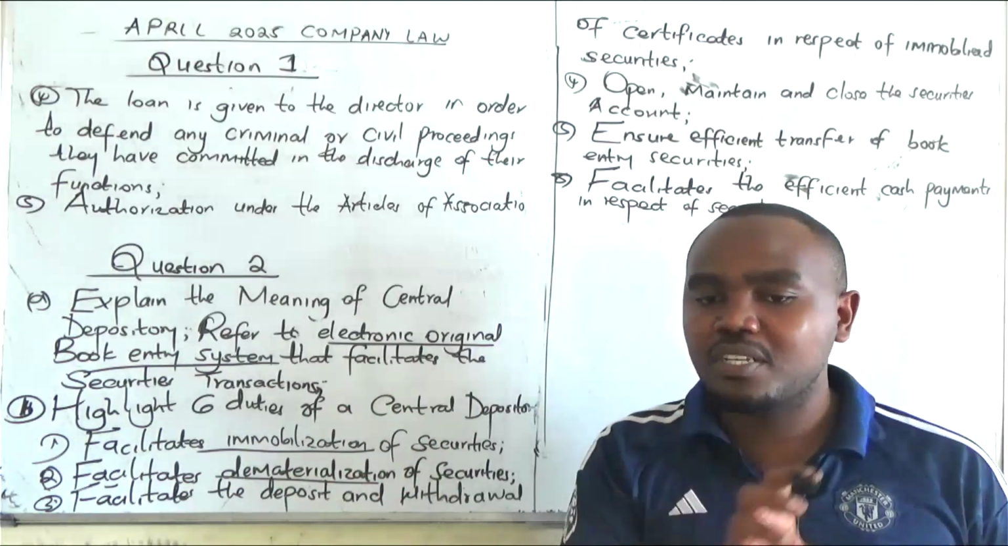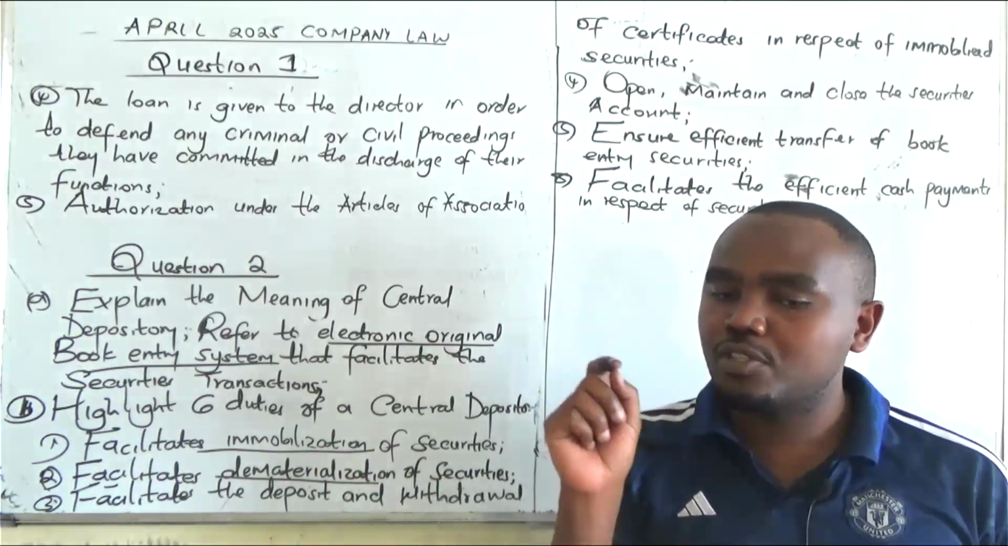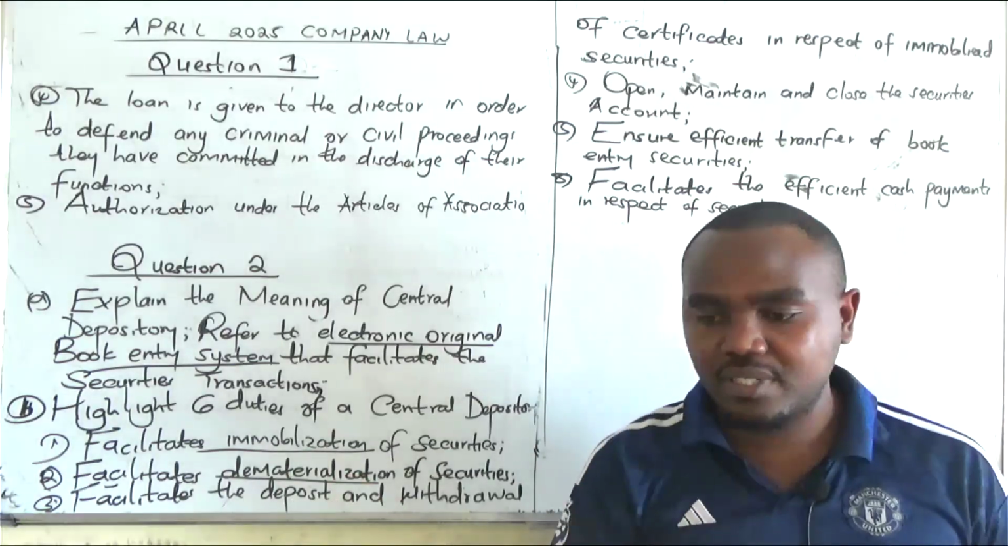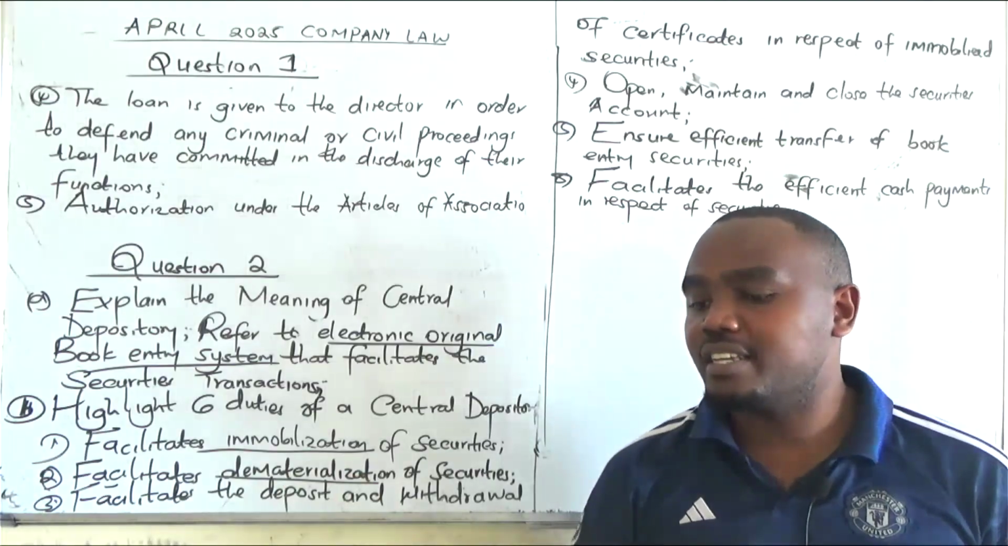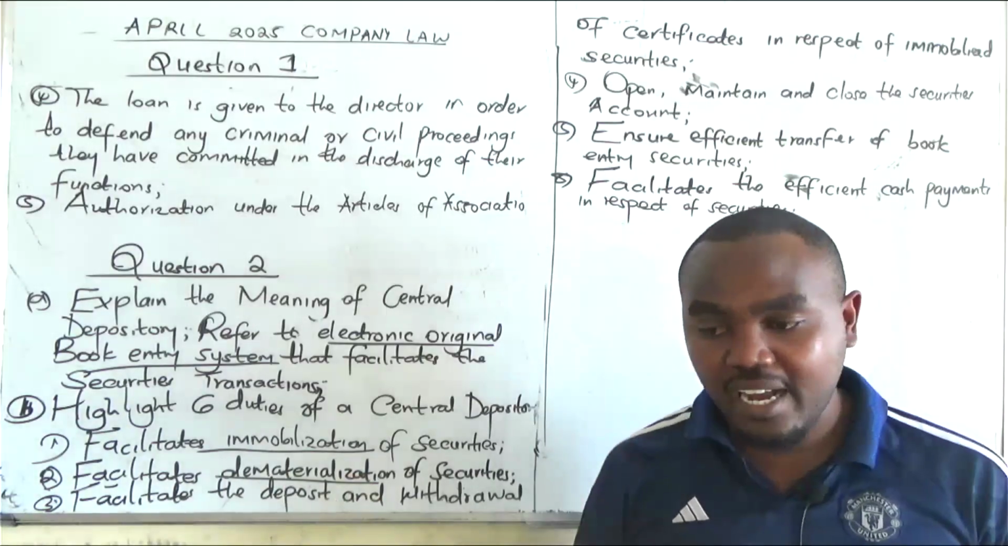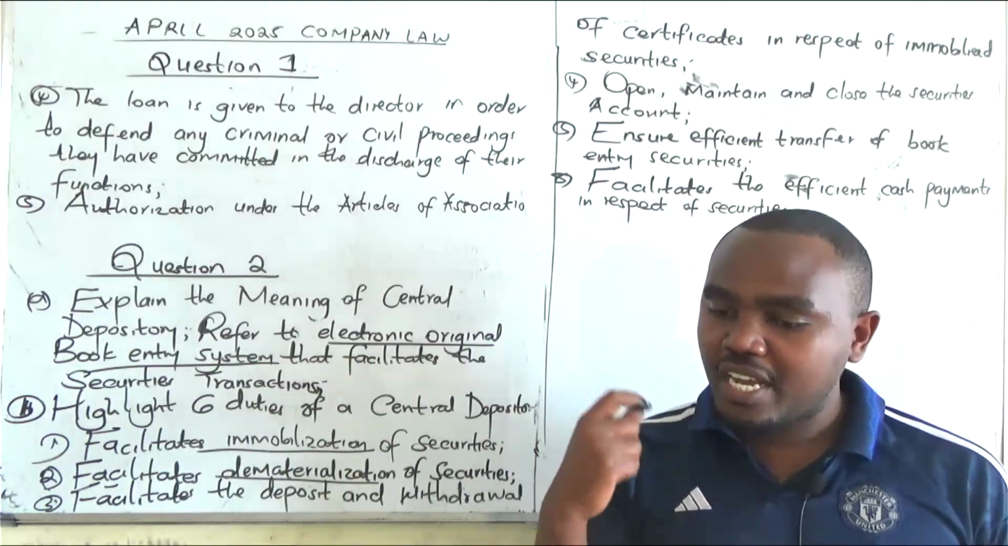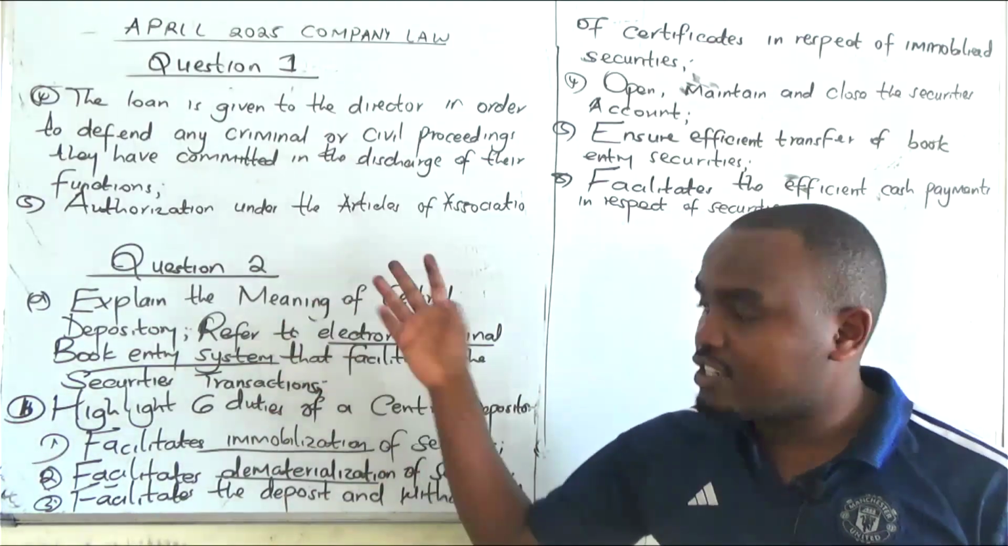You see that one, please buy the shares. It means that you must have what we call the central depository account. Because you cannot buy shares anyhow. You need a central depository account, and this central depository account, you access it through the central depository.